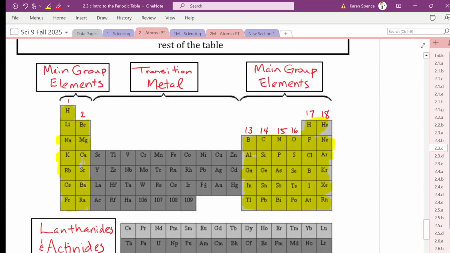Transition metals. And then groups 13 through 18 are the rest of the main group elements.